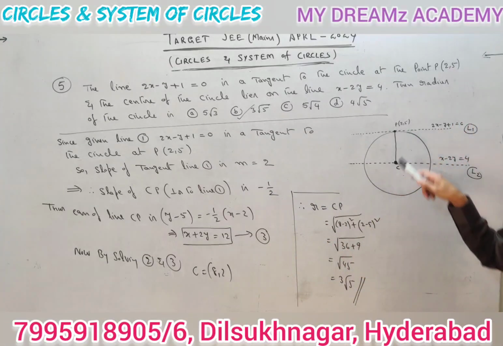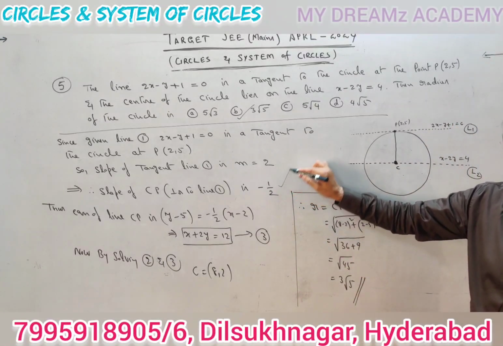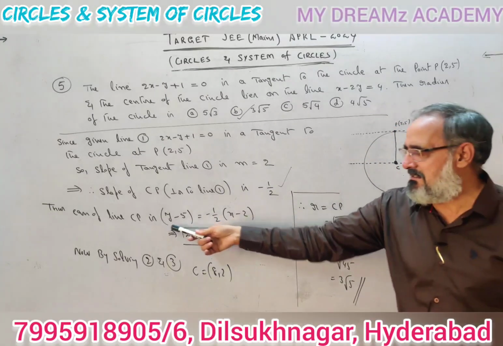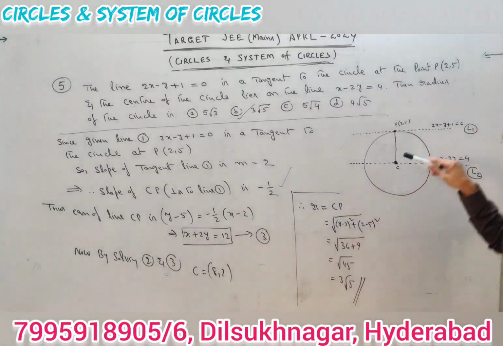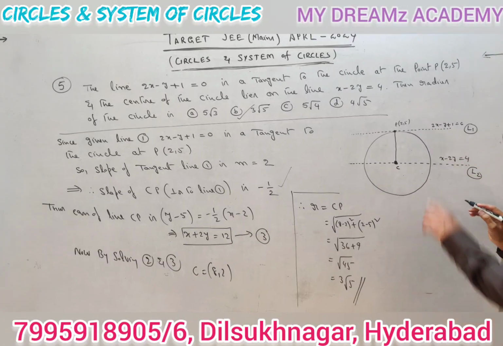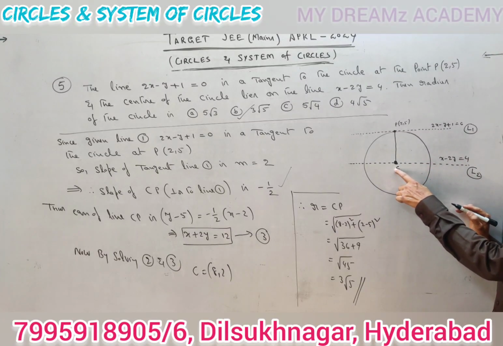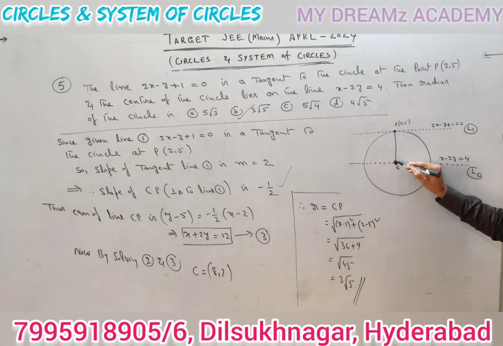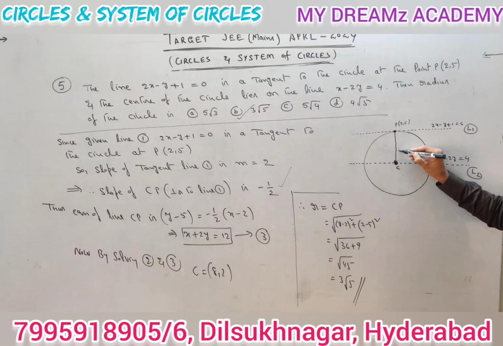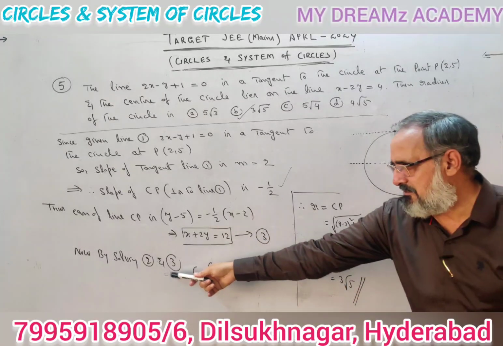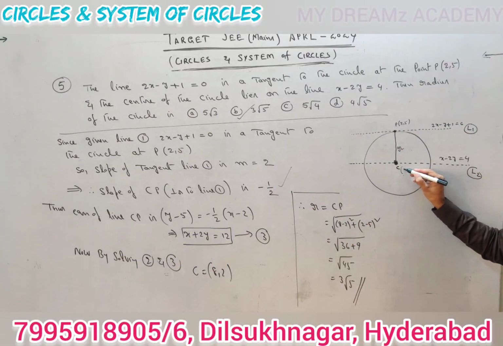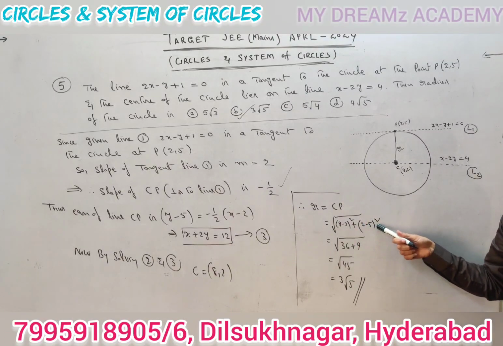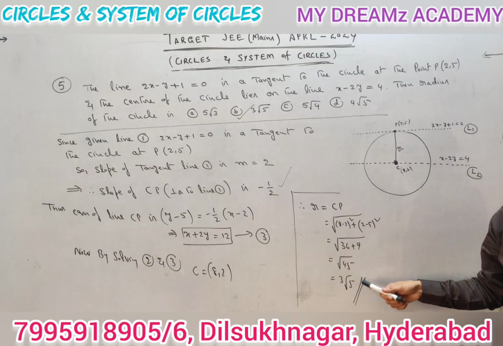Then the equation of CP, which has the slope minus 1 by 2 and also passes through point P, is y minus y1 equals slope into (x minus x1). We are going to get CP. Now our need is the center of the circle. The distance between C and P is nothing but the radius. By solving, you identify C as (8, 2). Therefore the radius CP equals square root of (x2 minus x1) whole square plus (y2 minus y1) whole square. Simplify, you are going to get 3 root 5.